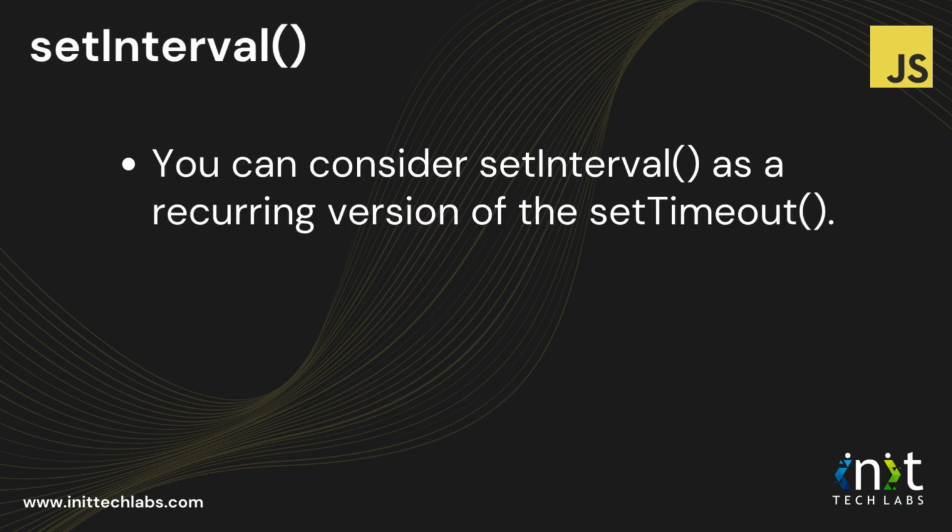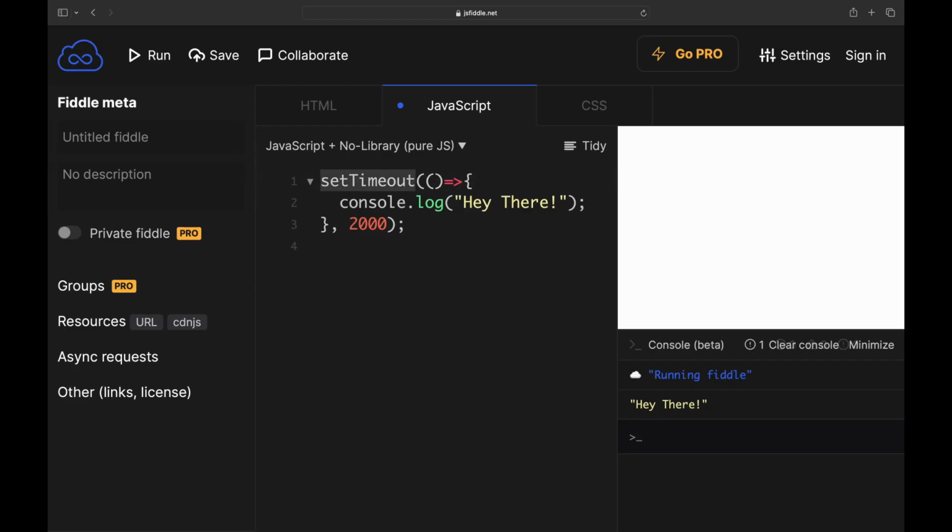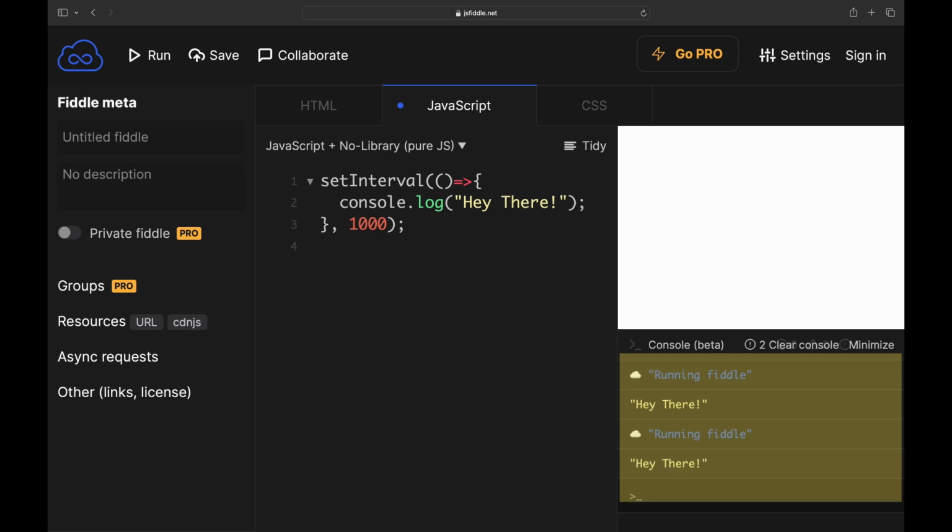You can consider setInterval as a recurring version of the setTimeout. The syntax is exactly like setTimeout, where we have the callback function and the time interval in milliseconds. Let's try it. I'll change only the method name over here and the rest of the syntax is going to be the same. Now on running the program, we can see the message popping up every second.